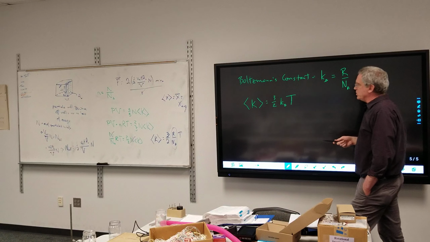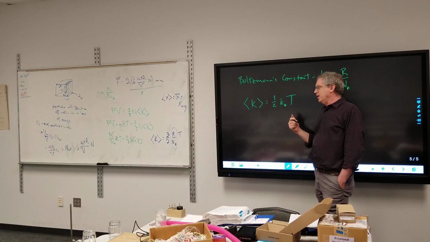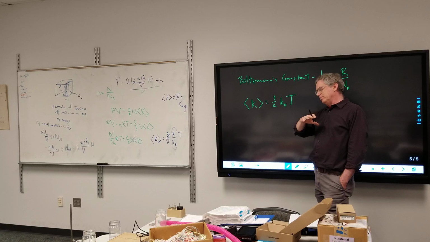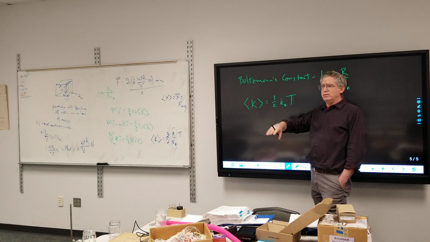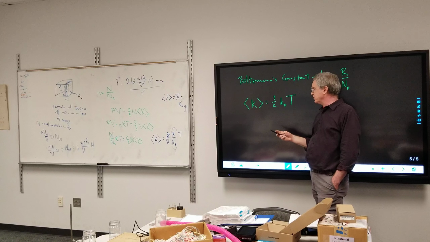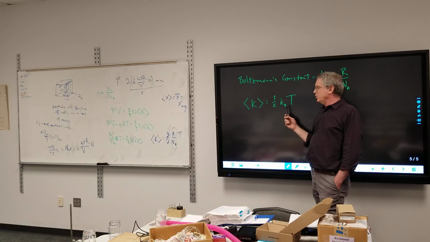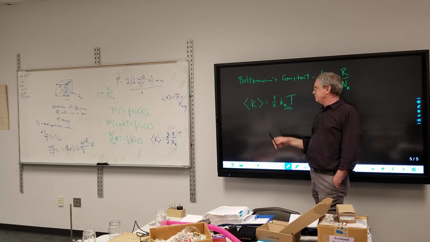So we now have a relationship between average kinetic energy and temperature. So when you rub something, they talk about energy being conserved, but if I push something across the table and then take my hands off, it will slow down because of friction.